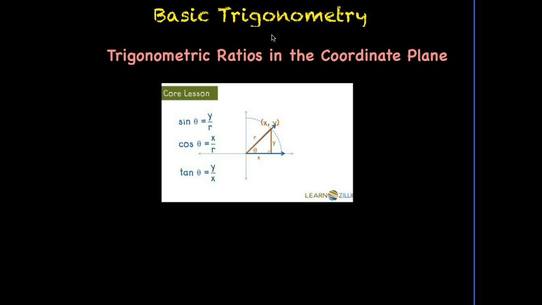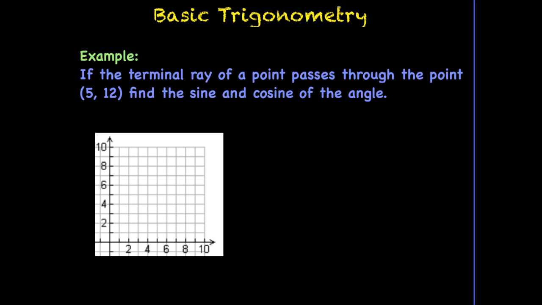Hopefully now you understand the relationship between r and the hypotenuse. We call this r when we're in the coordinate plane because this terminal angle, if it rotates, think about what it will look like. It'll make a complete circle. So r is truly the radius of that circle. Let's try one more example before we end.